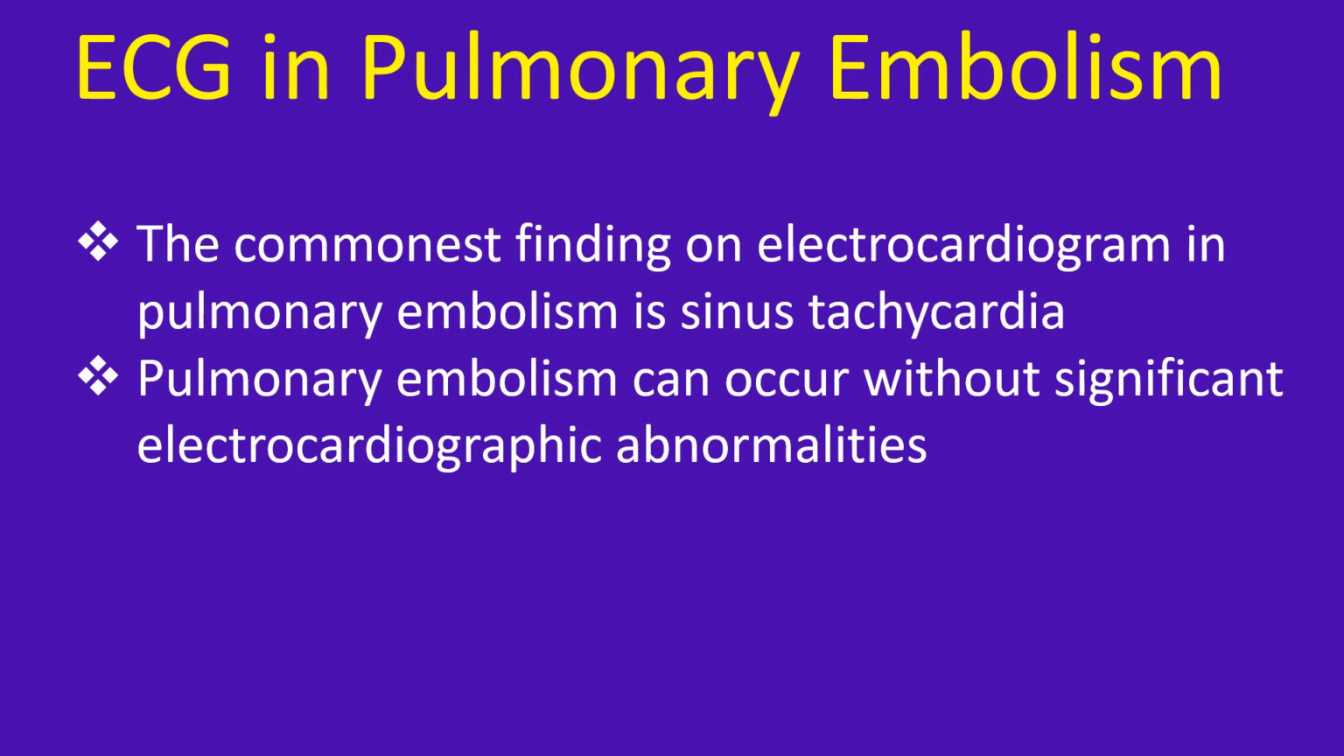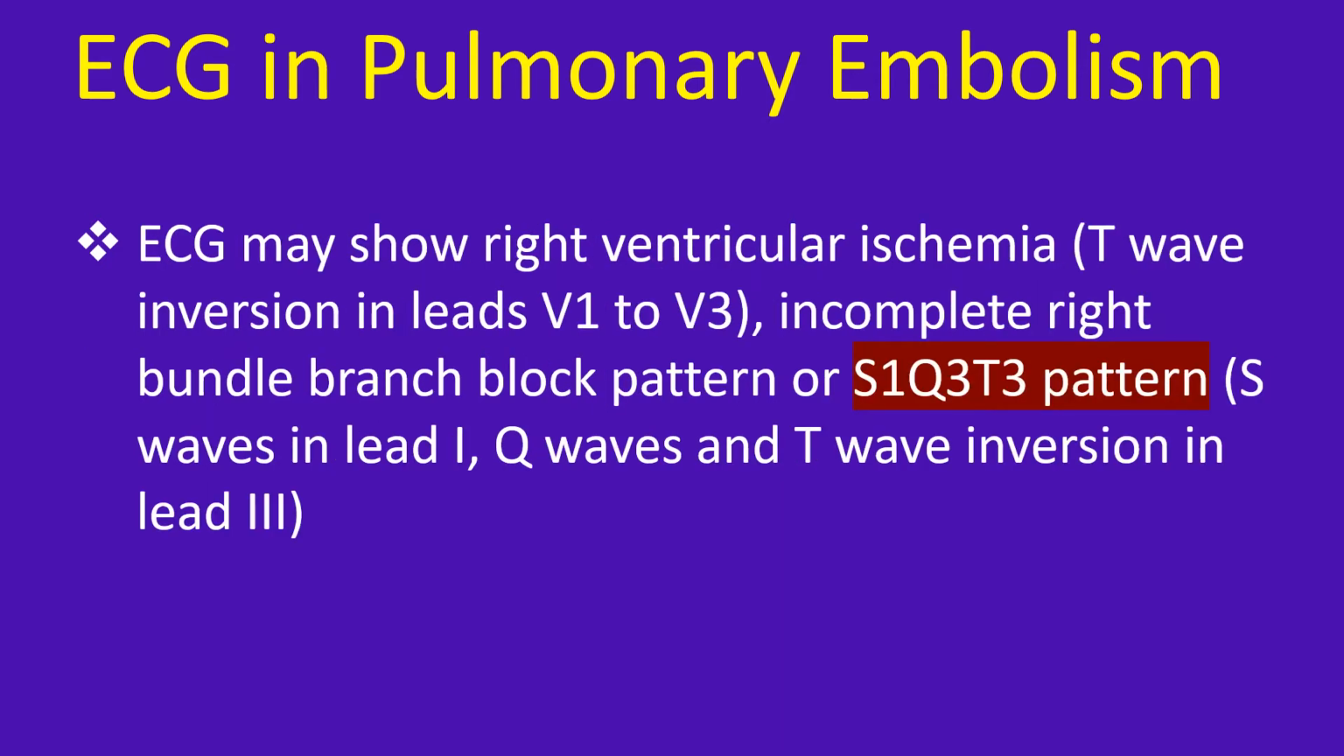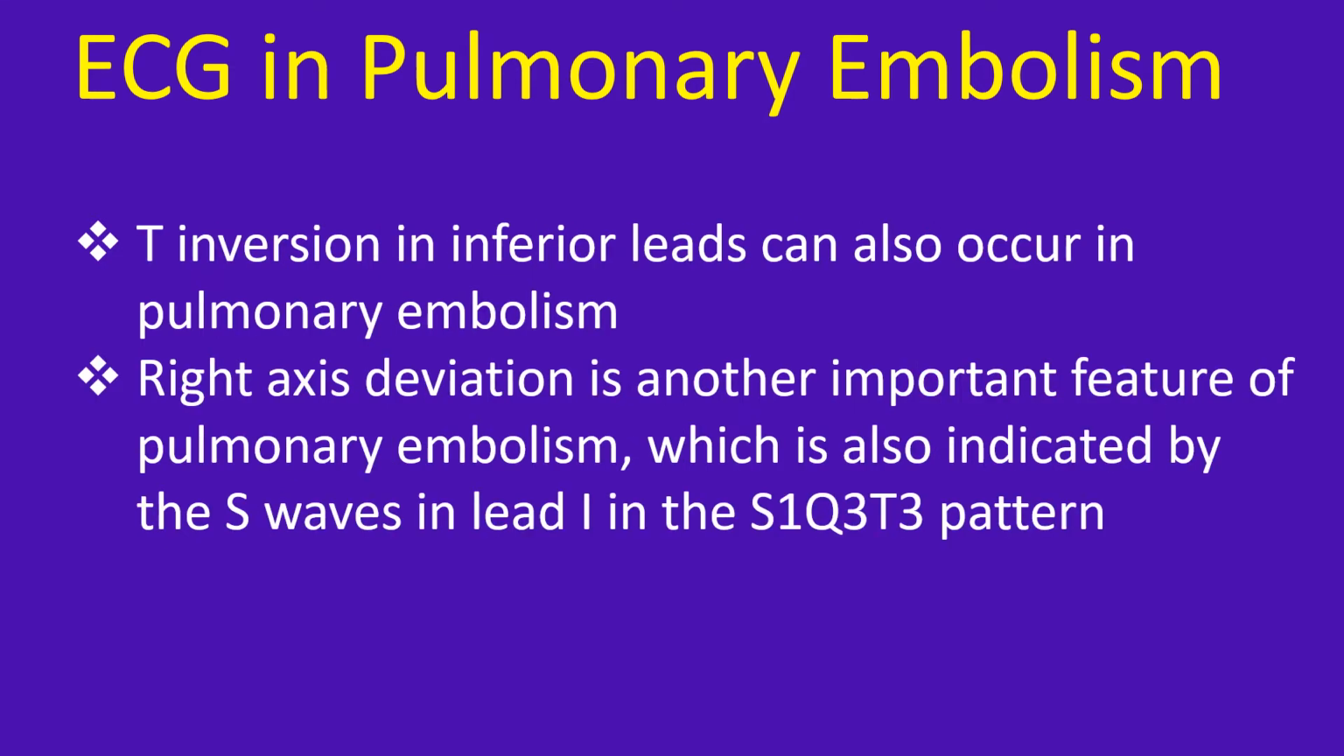The commonest finding on electrocardiogram in pulmonary embolism is sinus tachycardia. Pulmonary embolism can occur without significant ECG abnormalities. ECG may show right ventricular ischemia, T-wave inversion in leads V1 to V3, incomplete right bundle branch block pattern, or S1 Q3 T3 pattern, S waves in lead 1, Q waves and T inversion in lead 3. T inversion in inferior leads can also occur in pulmonary embolism.